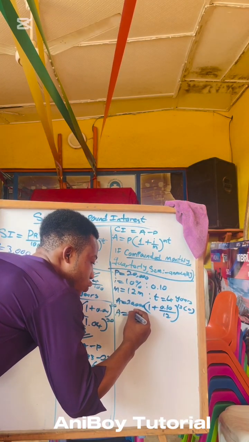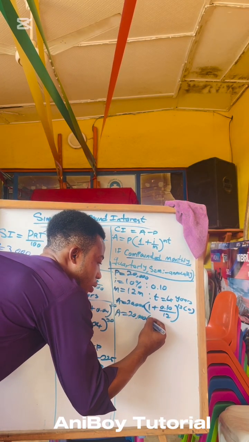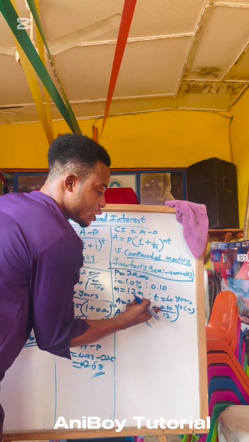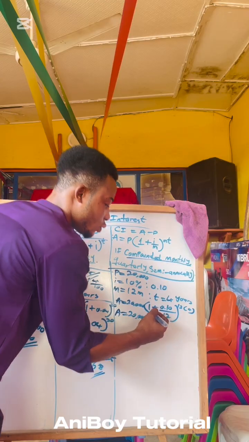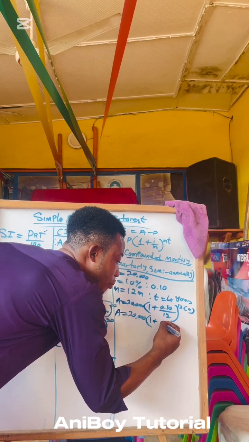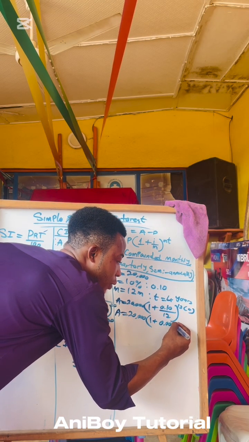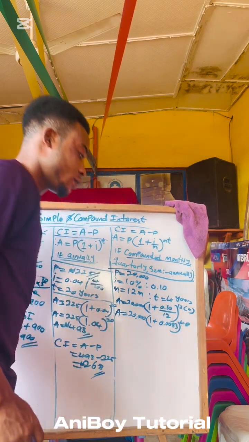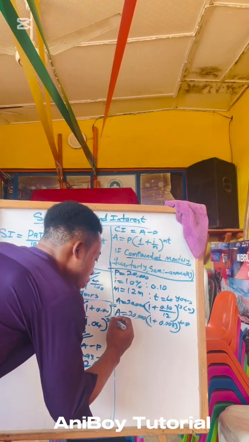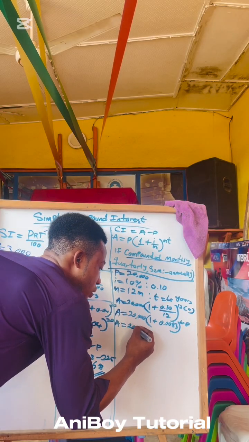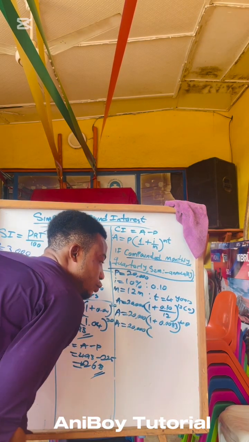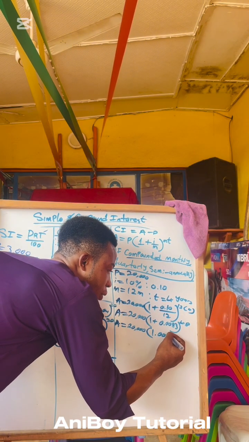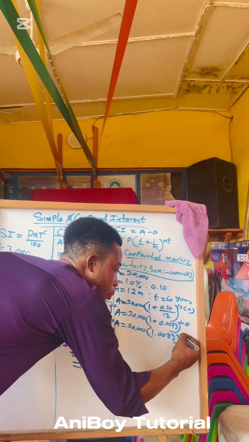We say that A equals 20,000 into bracket. First of all, let us do 0.10 divided by 12. That will give us 1 plus 0.0083. And 12 times 4 will give us 48. So we will continue with that: A equals 20,000 into bracket. When we add this together, we have 1.0083 raised to power 48.